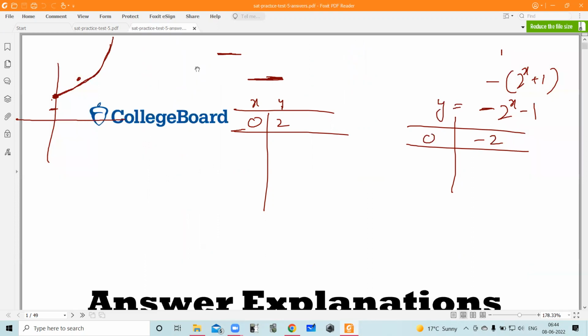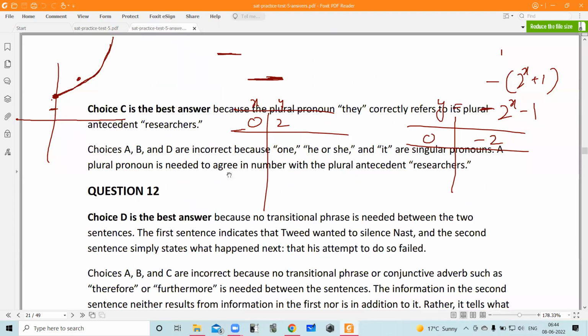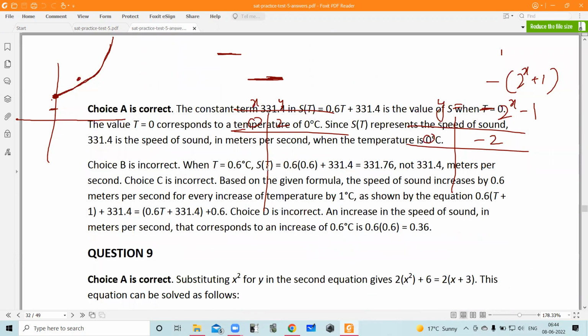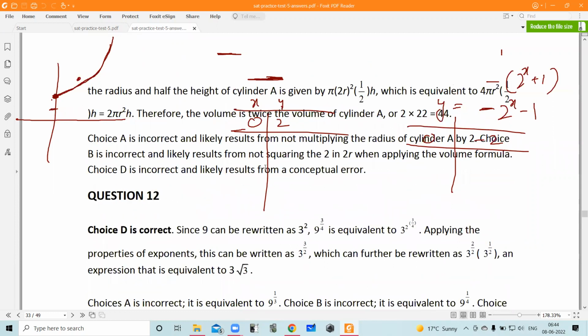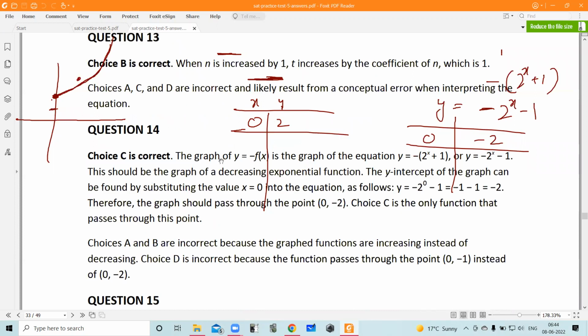I didn't check the correct answer. Okay, let's check it quickly. What was the number? 14, right? C is correct, yes. That makes sense.